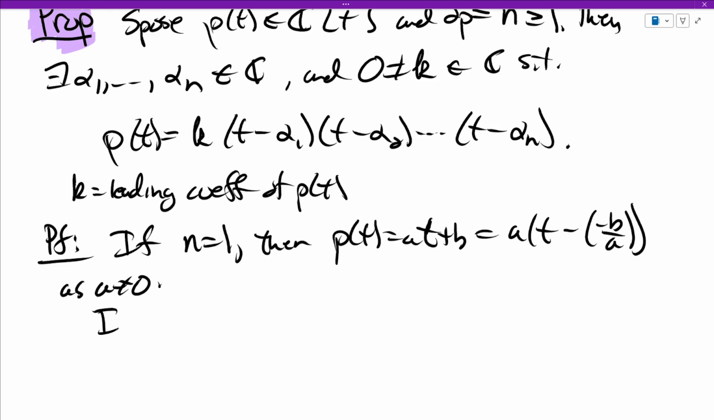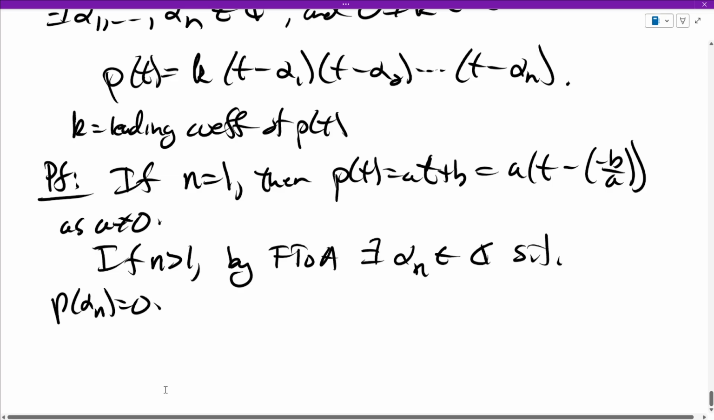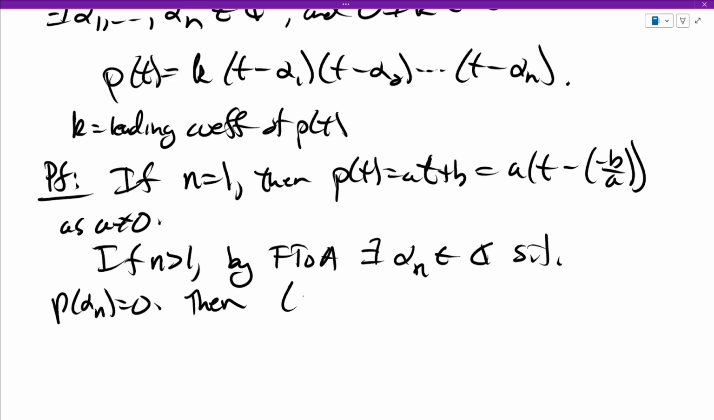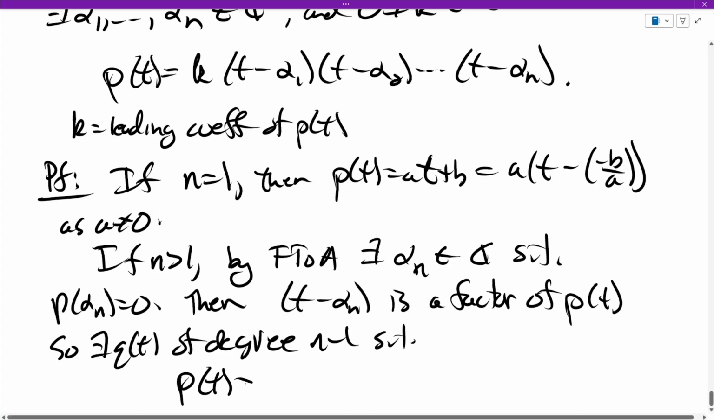Okay, if n is bigger than 1, by the fundamental theorem of algebra, there exists some alpha, I'm going to call it alpha n in C, such that P of alpha n is 0. Then T minus alpha n is a factor of P. Well, why? Because we have a 0. So there exists some Q of T of degree 1 less, such that P of T is T minus alpha n times Q of T.